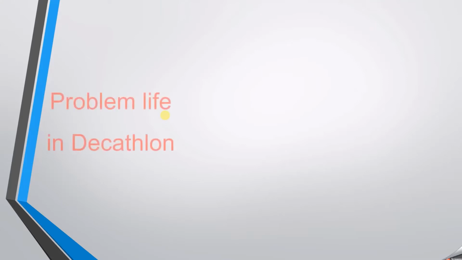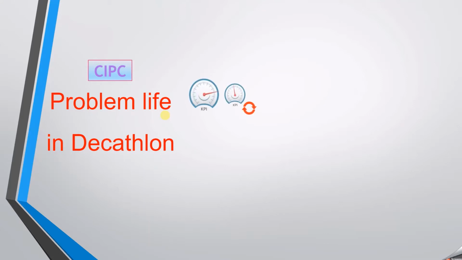The training is fully linked with the problem life in Decathlon, which is supported by the competency CIPC. The problem life in Decathlon is divided in three main steps or phases, which are all supported by different learning offers. So first, in the problem life, we have to implement some management system to detect problems.